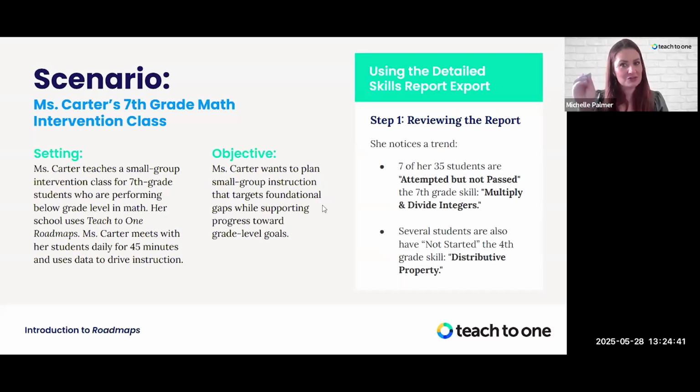So that's one trigger and flag for her. And then the other one was that a lot of students in her class didn't even start distributed property. And she knows that those are foundational skills that students are going to need to tackle many different seventh grade skills. So she immediately starts focusing on these two skills.